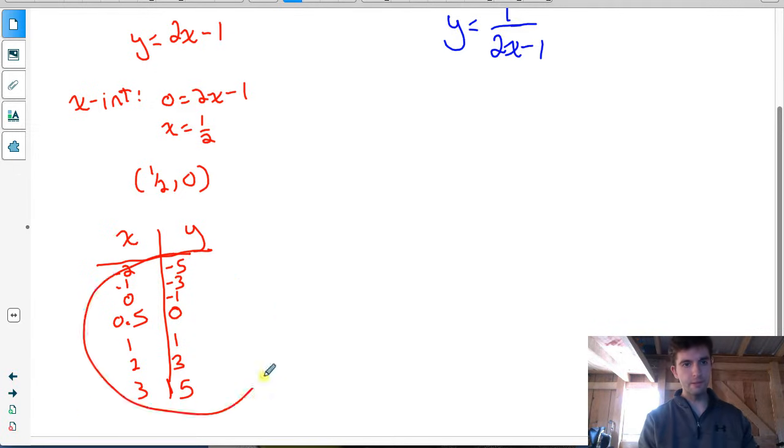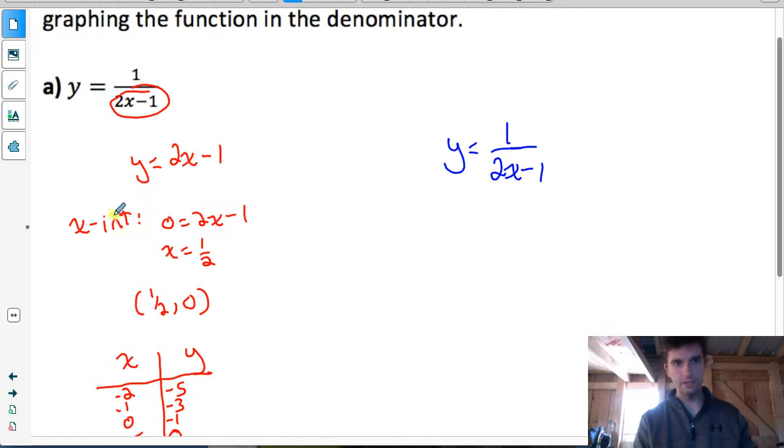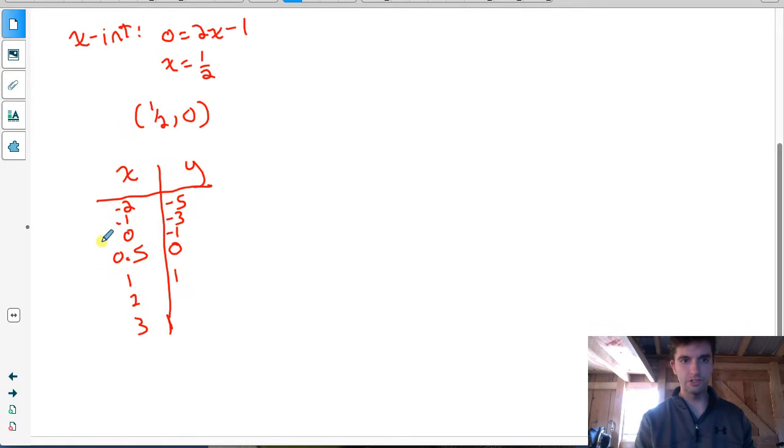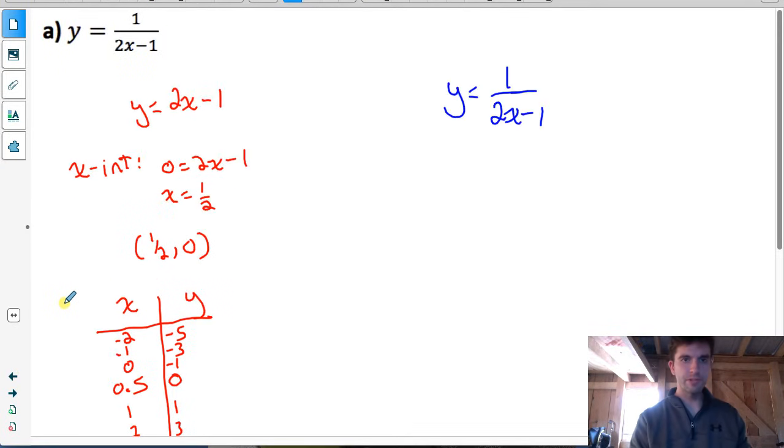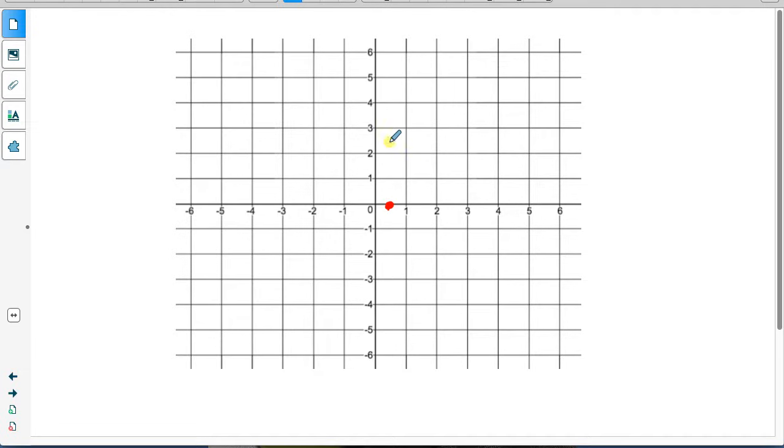So these points would show me what the graph of the function in the denominator looks like. It shows me what that linear function looks like. Let me just plot those points because the question actually does ask us to graph the function in the denominator as well. So we do need to graph that 2x minus 1 function.